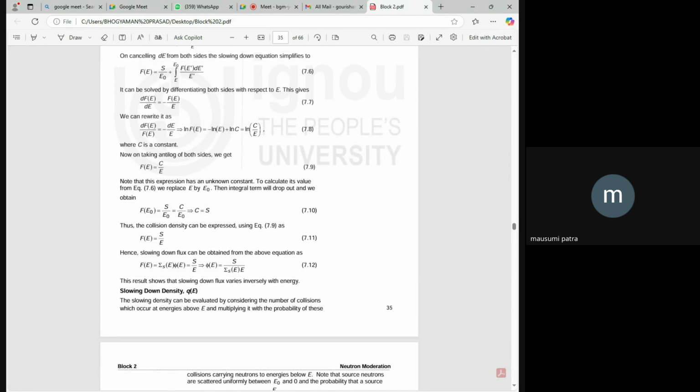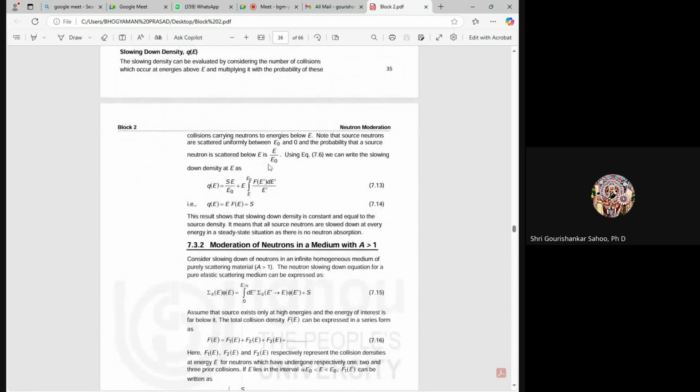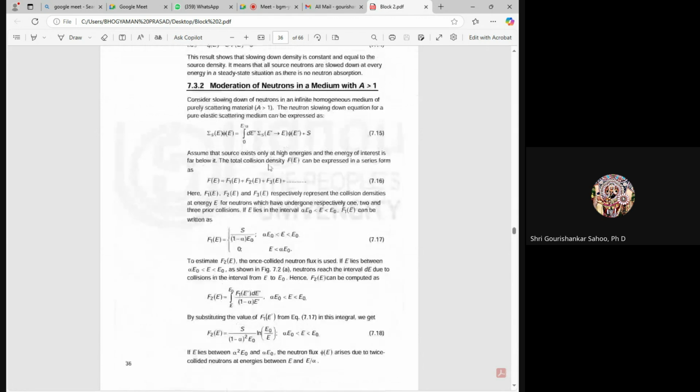Again, you can see that slowing down density is constant. It does not vary because it is constant, and its value is the value of the source density. Then moderation of neutron in a medium with A greater than 1.